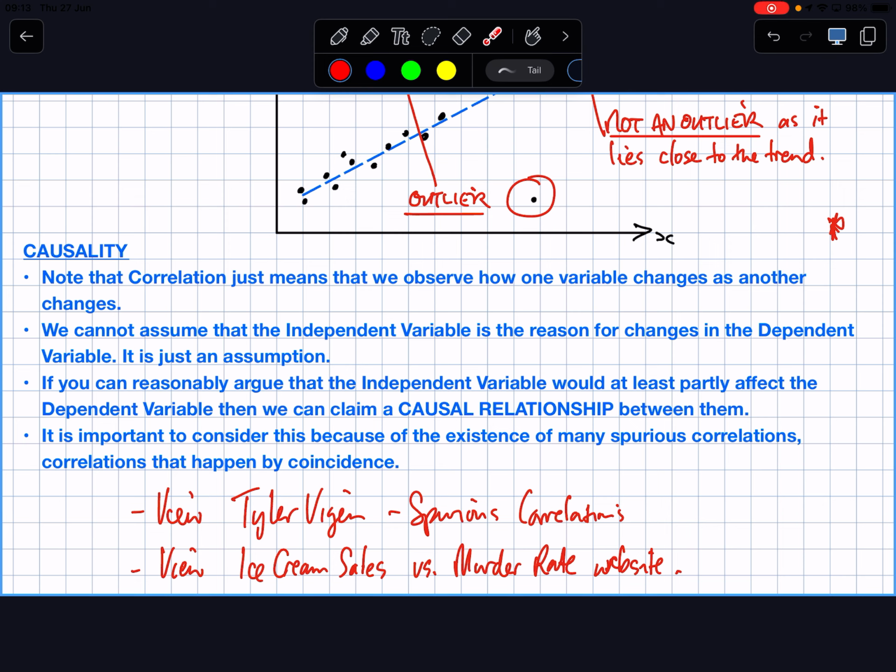We cannot assume that the independent variable is the main reason or the sole reason for changes in the dependent variable. It's just an assumption. If you can reasonably argue that the independent variable would at least partly affect the dependent variable, then we can claim a causal relationship between them. Please don't say "casual", say "causal". Causal is when you have a relationship between two variables and one causes the other.